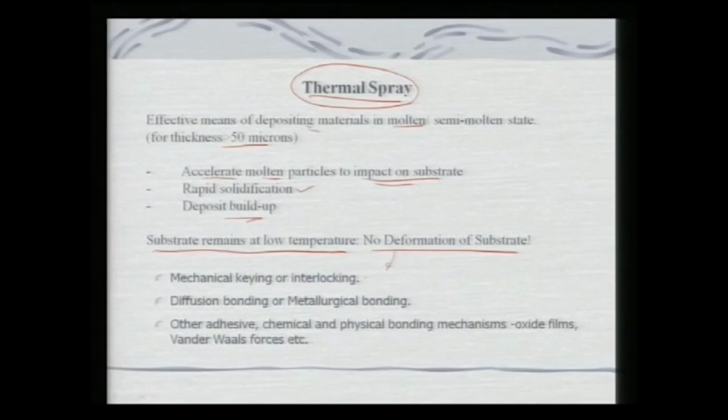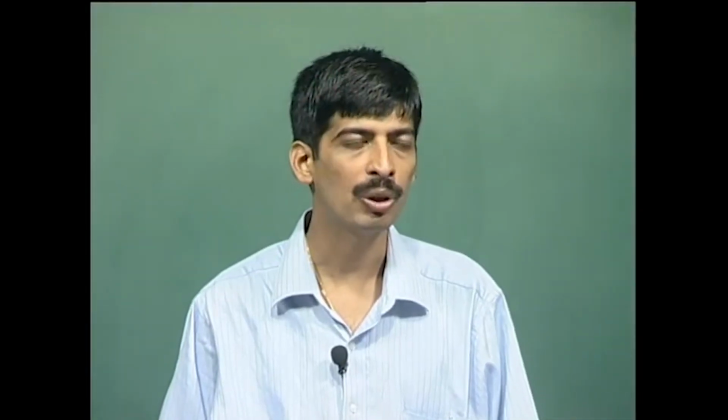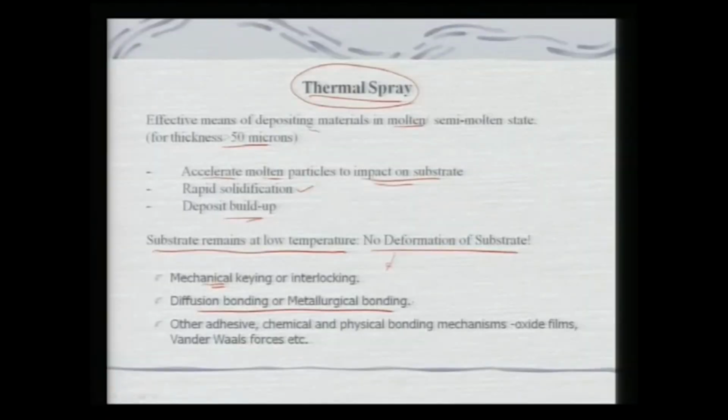The deposition is occurring not because of metallurgical bonding, but because of mechanical interlocking of the molten particles which impact the substrate and get deposited. Some sort of diffusion bonding or metallurgical bonding occurs if the temperature is maintained a little higher. In that case diffusion is allowed to a certain extent, and it creates a secondary bond which is much stronger, called diffusion bonding or metallurgical bonding.